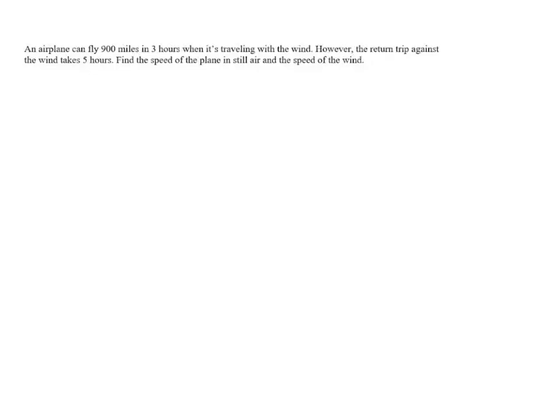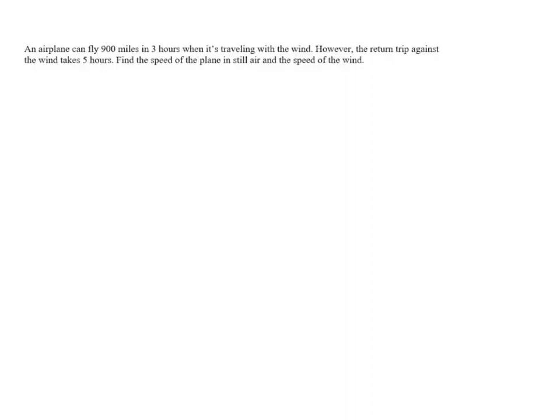If you've ever flown a long distance in a plane, you may have noticed that the flight time is different for the outbound flight versus the return flight, and that is generally due to the wind. When the plane is flying with the wind, the wind is pushing the plane even faster. It's helping the plane, so the plane can go faster when it's going with the wind. But when it's going against the wind, the wind is pushing against it and slowing it down. So when it's going against the wind, its speed is going to be slower.